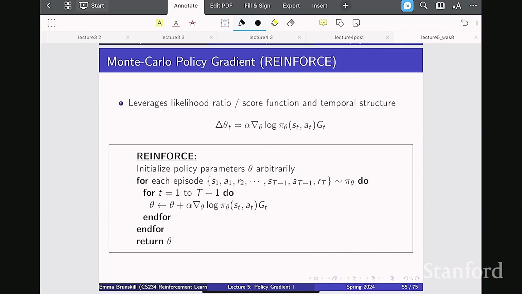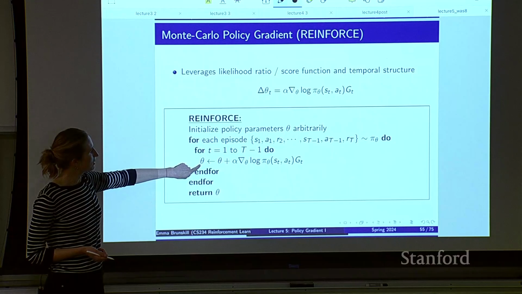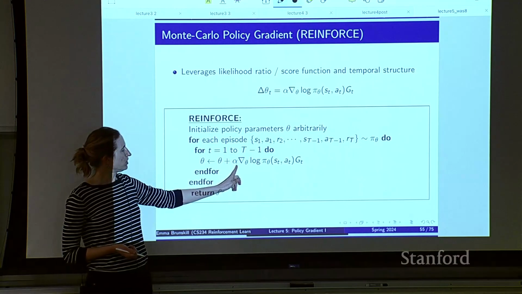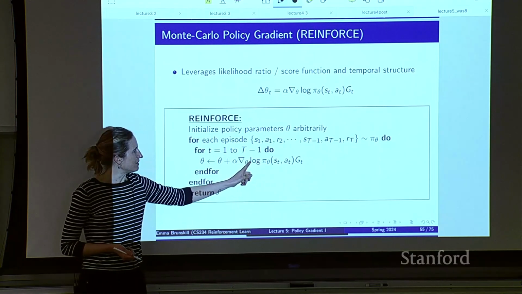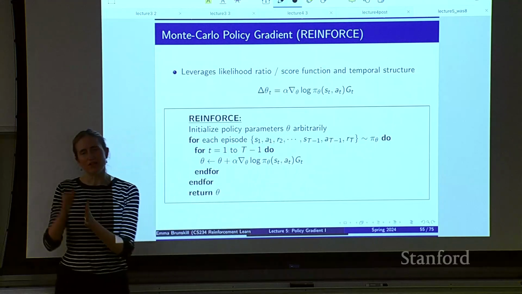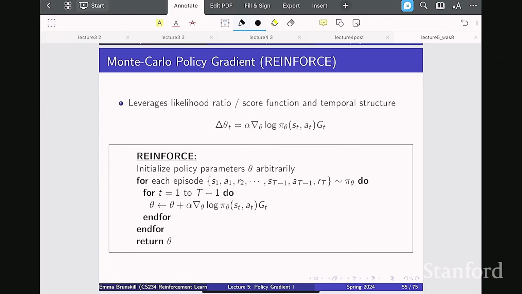So we still have to wait till the end of the episode to update anything. But what happens is we run a full episode with our current policy, and then for each time step, we slightly change our policy parameters by using a learning rate, the score function for that time step, plus the return we got from that time step till the end of the episode. And then we just step through that for the whole episode, and that's giving us T different updates to our policy parameterization. And then we just repeat over and over and over again.